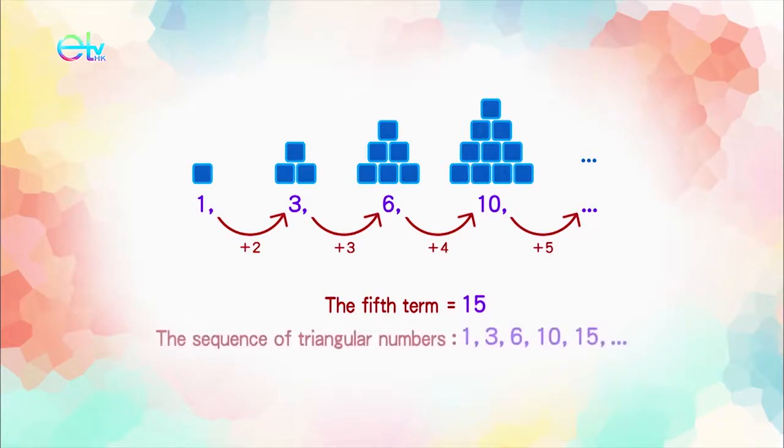This sequence is called the sequence of triangular numbers. Each term of the sequence of triangular numbers is a triangular number: 1, 3, 6, 10, 15, and so on. The sequence of square numbers and the sequence of triangular numbers are easy to remember. We just need to remember the two groups of figures.